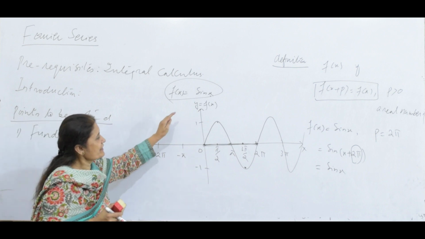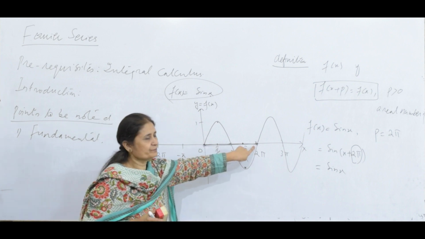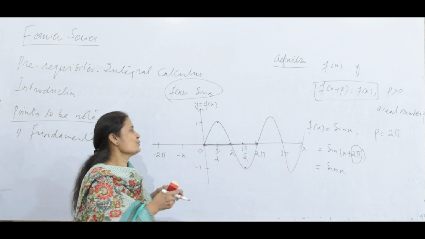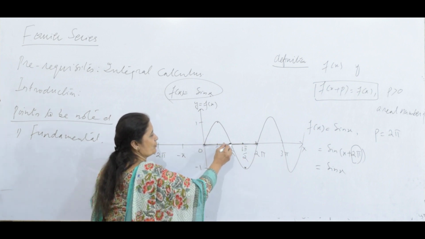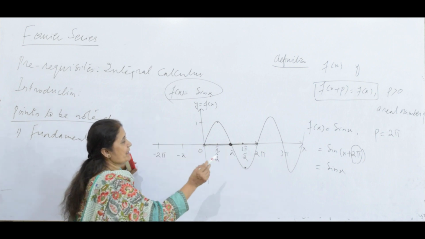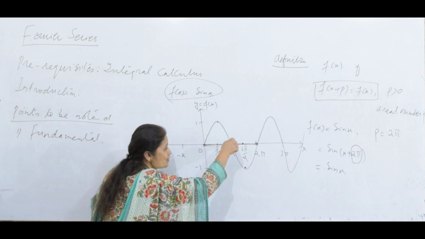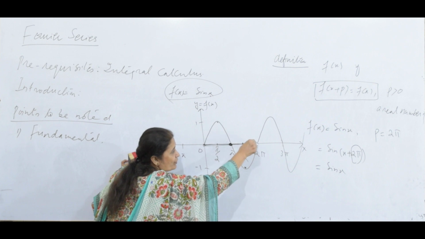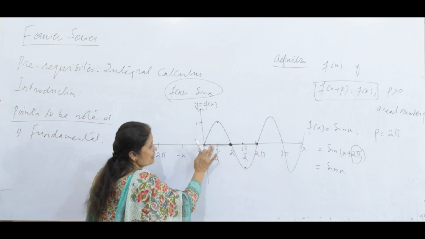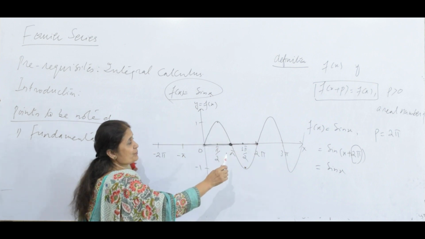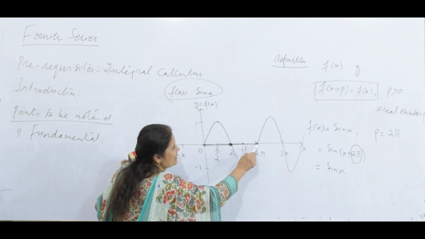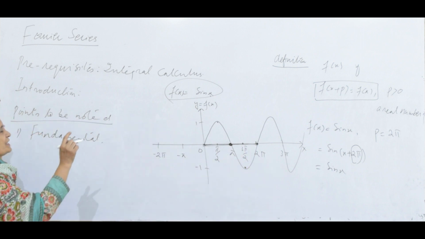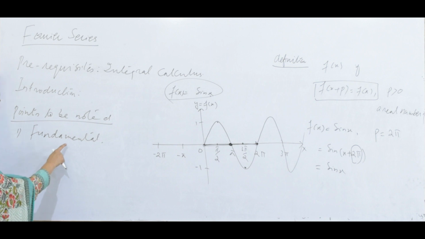So here the fundamental period is 2 pi. Because if you say the fundamental is pi, then after pi the function is going to be below the x-axis. So the same graph is going to be repeated after 2 pi. So 2 pi is the smallest period for sin x. The fundamental period is the smallest period with which the function repeats itself.